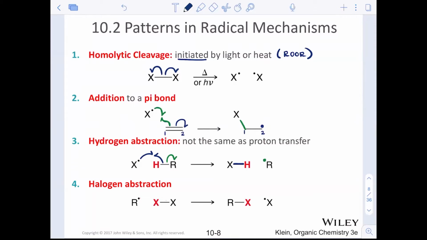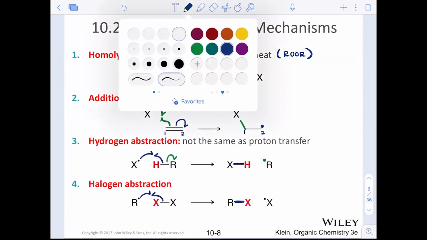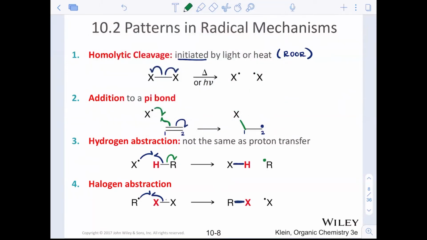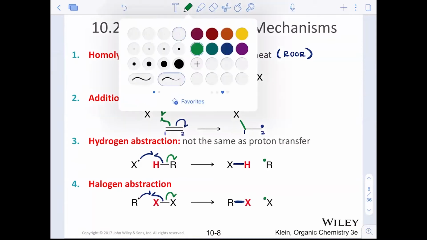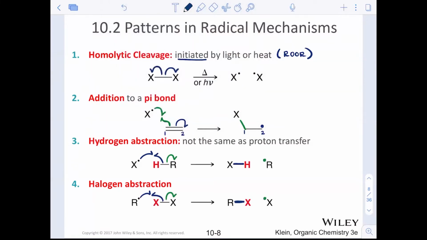Halogen abstraction is very, very similar. A radical can come in and make a new sigma bond with X, which would be in this case a halogen, and a new halogen radical is formed. These patterns are very tricky. We're going to practice them in class simply because our hands are used to heterolytic cleavage, and now we're trying to push one electron at a time with homolytic cleavage.